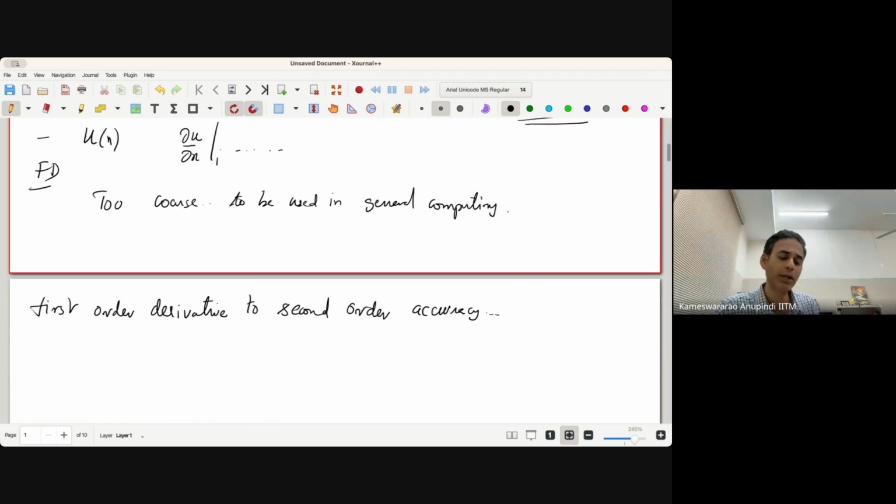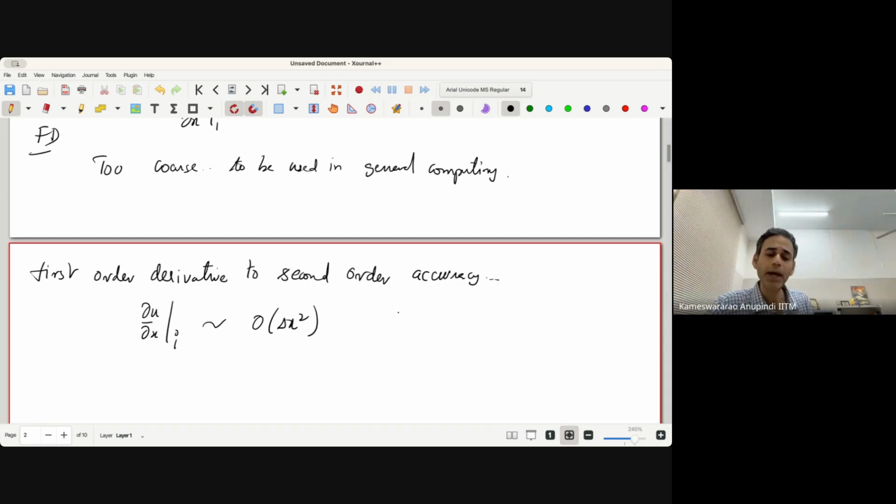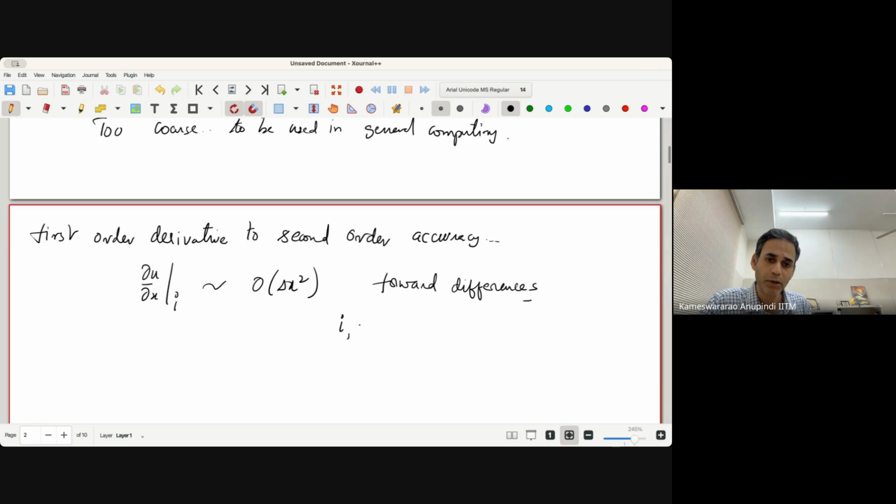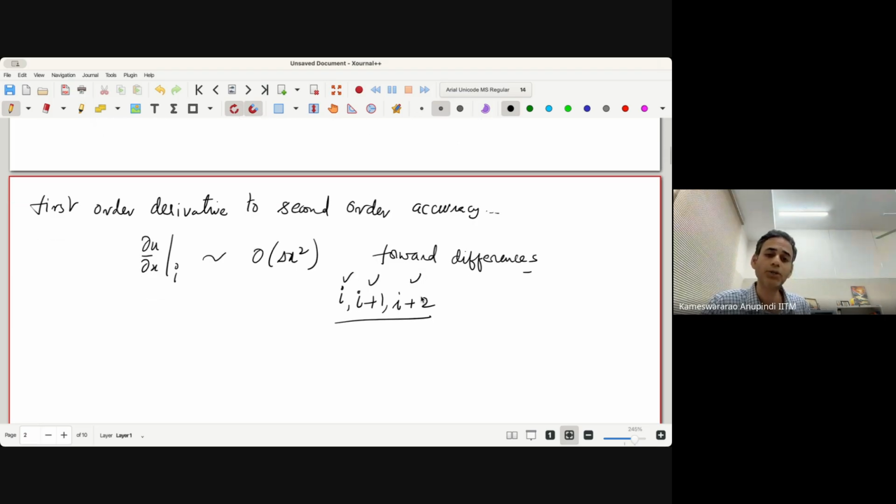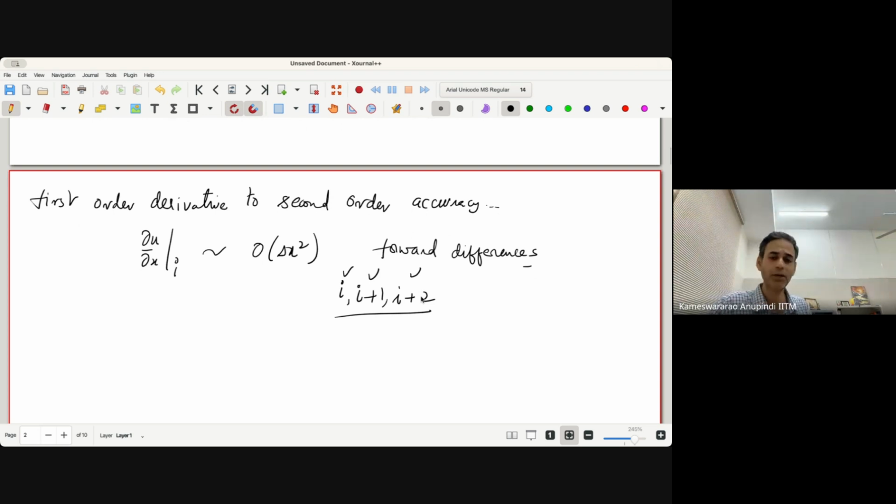Now let us try to derive a first order derivative. That is, we still want to derive dou u dou x at the point i to second order accuracy. That means we want to derive it to delta x square accuracy. And let us still make use of forward differences, that means we are still deriving a one-sided difference. Let us include, instead of just i, also i plus 1 and i plus 2. Earlier we were only including i and i plus 1. Now let me include one more point so that we can derive a second order accurate formula.